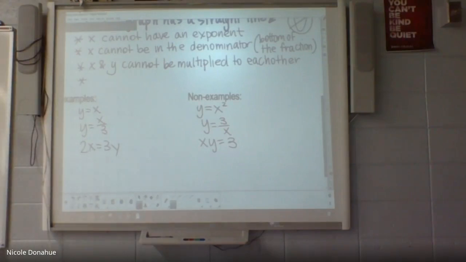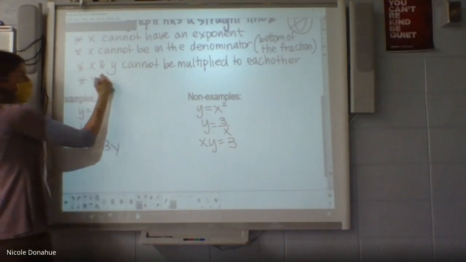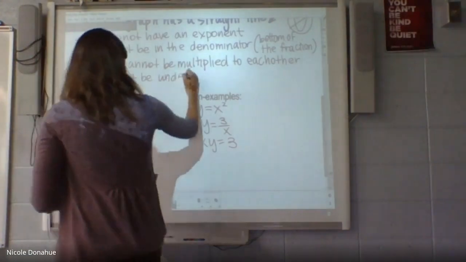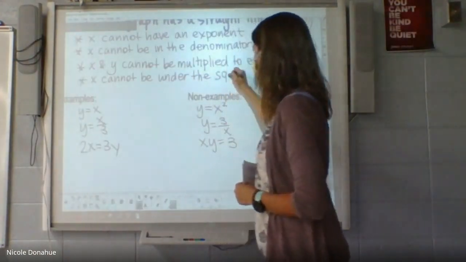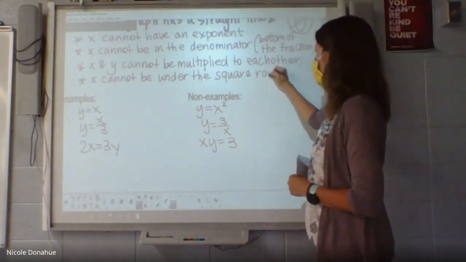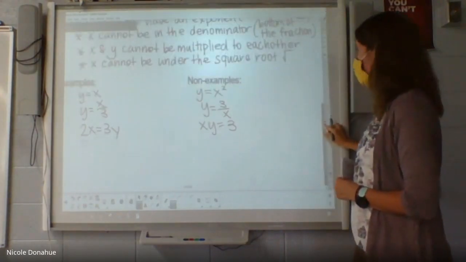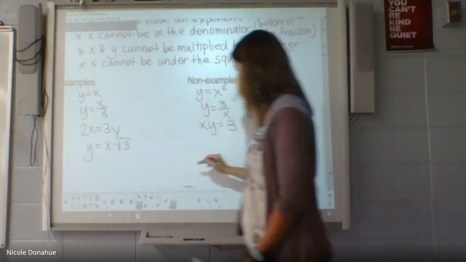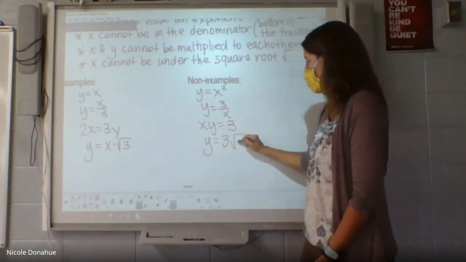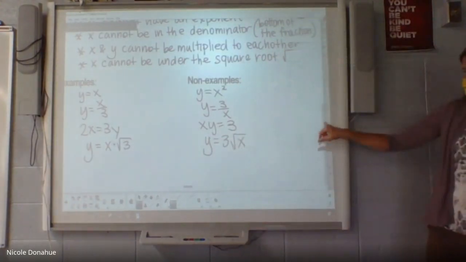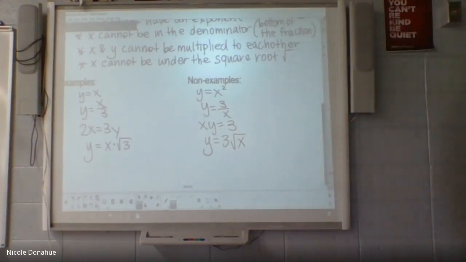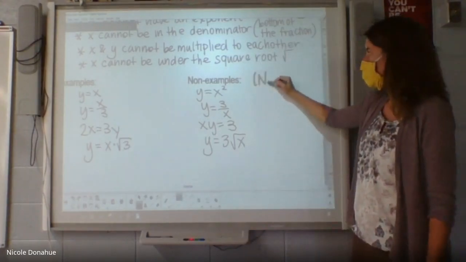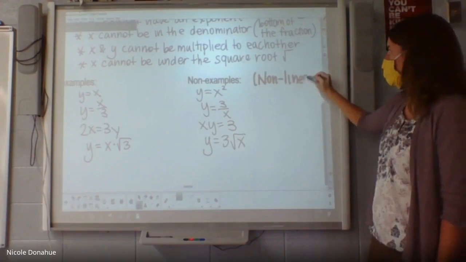And then finally, x cannot be in a square root. I'm going to say under the square root. So if x is not under the square root, it's okay. If x is, then it's no longer linear. So these are all non-examples, which means these are all non-linear functions.